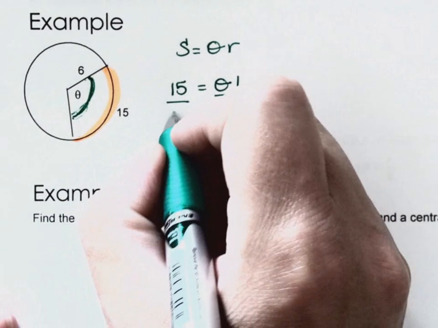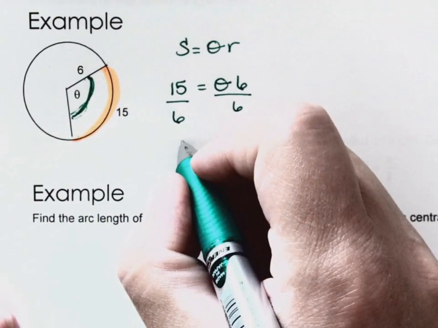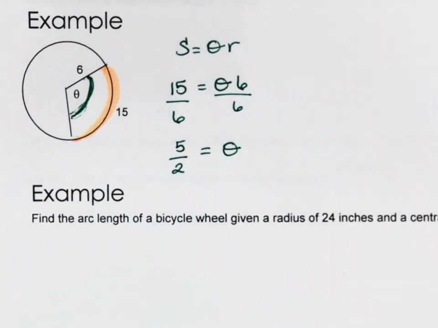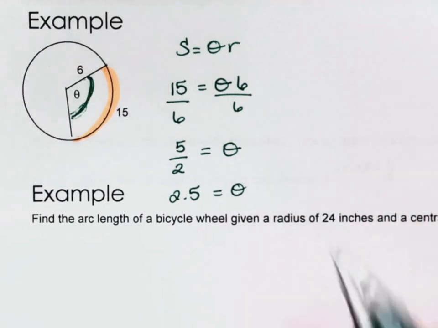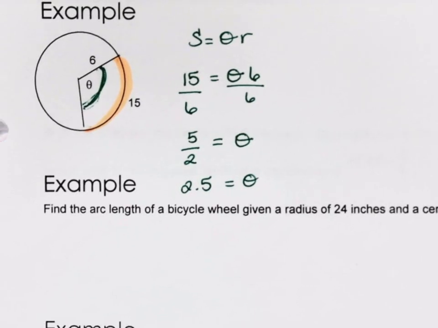Divide by 6, divide by 6. Theta is going to be 5/2 or 2.5. If I take 3 out of both of those, I just reduced it. You could leave it as a fraction or you can leave it as 2.5. This question doesn't ask you to convert it to degrees. That'll be something you're expected to know how to do, and that's nowhere on your formula sheet either. You have to memorize how to do that.